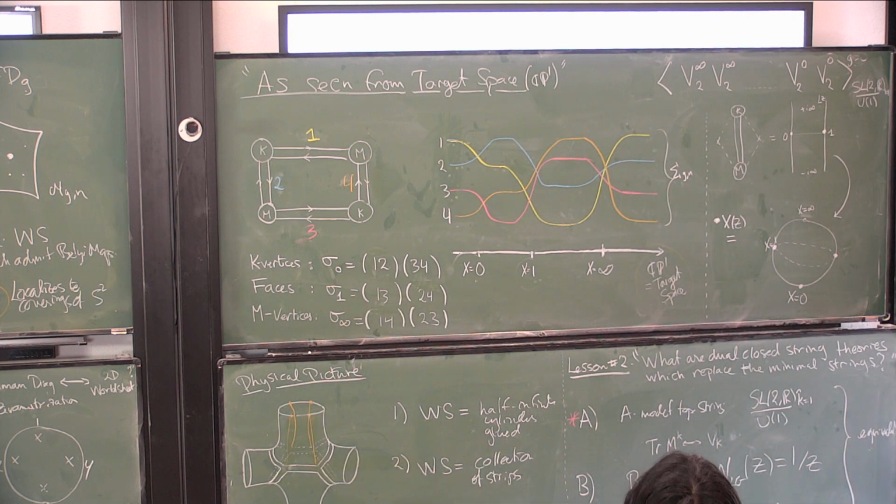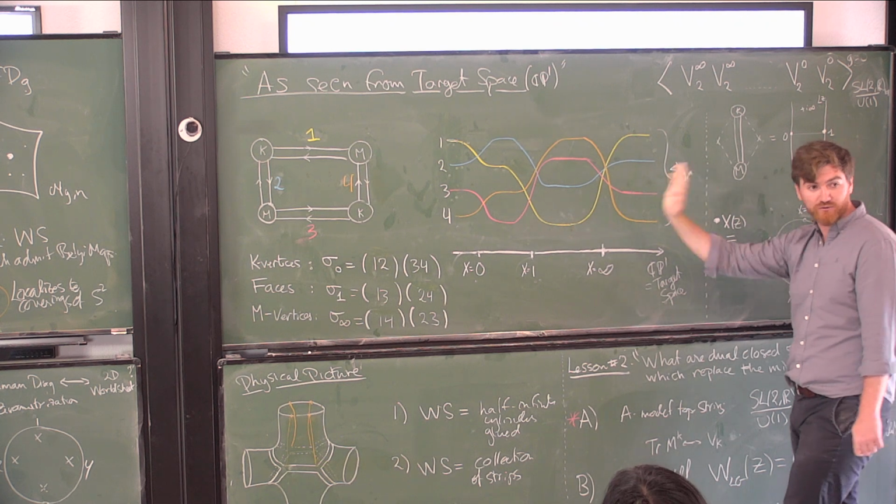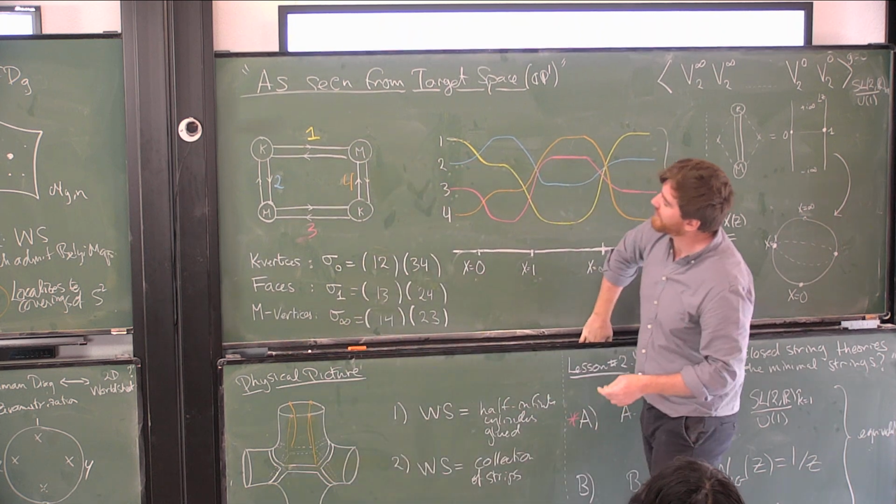Now what I want to do in the remaining 2 minutes is extract that combinatorial data directly from the Feynman diagrams. How do we see this map, the way the world sheet wraps this target space, from the Feynman diagram? This is a bit of black magic.